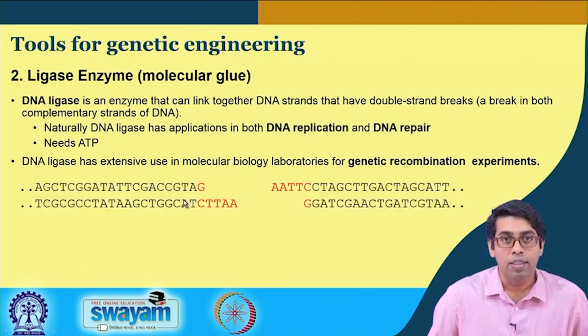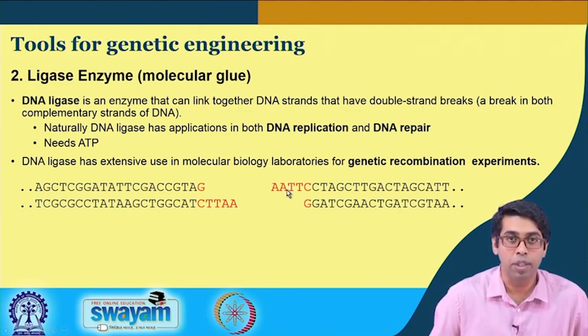So, here is an example. Let us say this is one particular DNA that comes from some source, and this is another particular DNA that comes from a different source. Both have been processed by the same restriction enzyme, so that both have the exact same sticky end. You can see that this TTAA will easily base pair with this AATT, but even if they form a base pair, there will be no covalent linkage between this G and this A, and this A and this G. To make that happen, we will use a ligase enzyme.